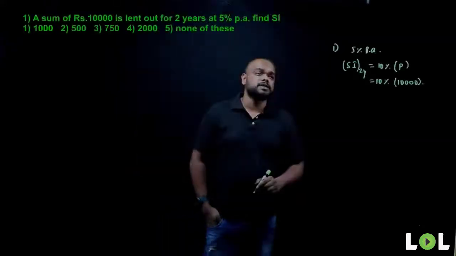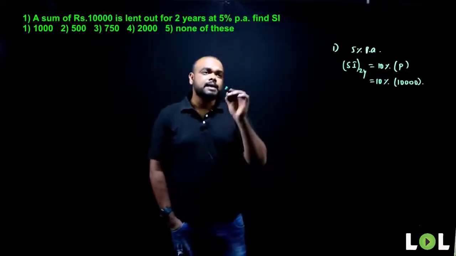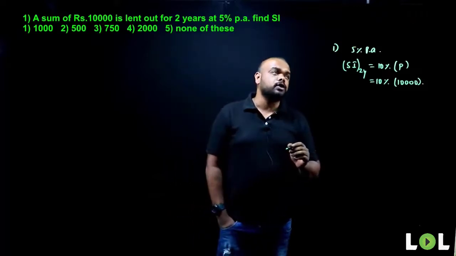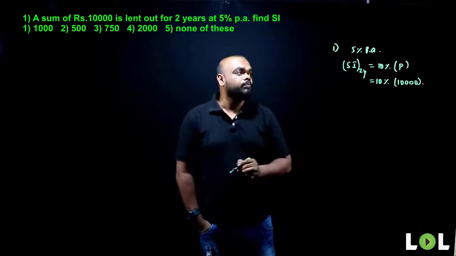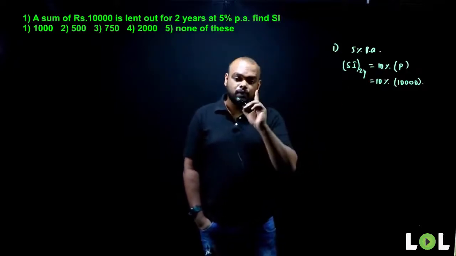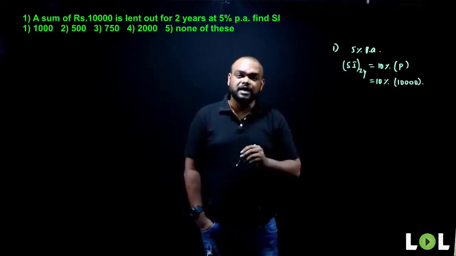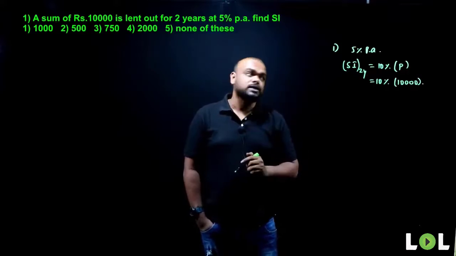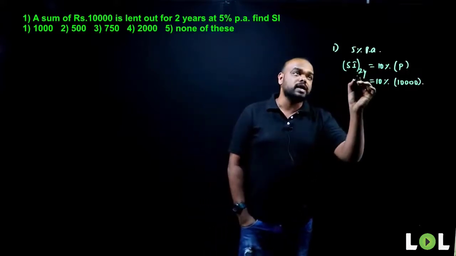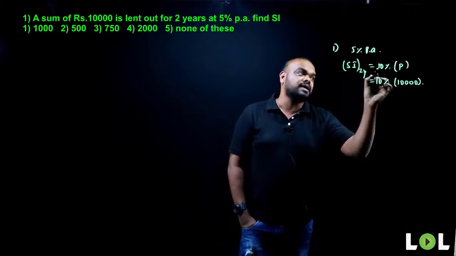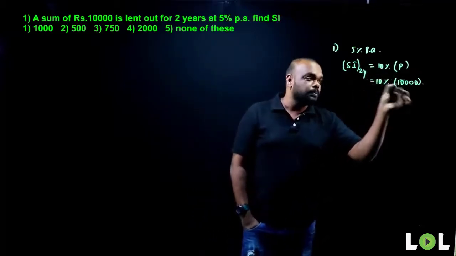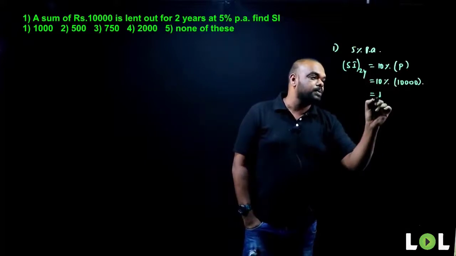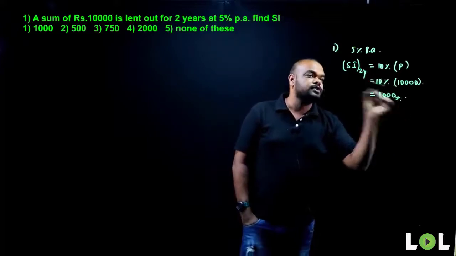So I will directly go with the problems. What does the question say? A sum of rupees 10,000 is lent out for 2 years at 5% per annum. Find the simple interest. Look, 5% per annum means for 1 year 5%, 2 years 10%, 3 years 15%. Now observe, simple interest for 2 years will be 5% and 5%, altogether 10%. 10% of what? 10% of principal. 10% of 10,000. What is 10% of 10,000? 1,000 rupees. That should be our answer.